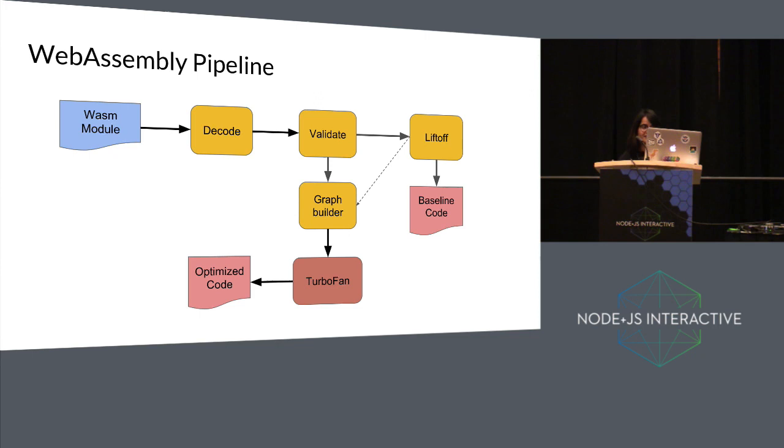The TurboFan graph is walked over, you have optimization passes, and then the machine code is generated. The machine code that's generated has a lot of assumptions about type feedback. So if any one of these assumptions is violated, then you have to fall back, you trigger the deoptimization, and it kicks things back to the interpreter. This is just a very high-level overview of what happens to JavaScript code.